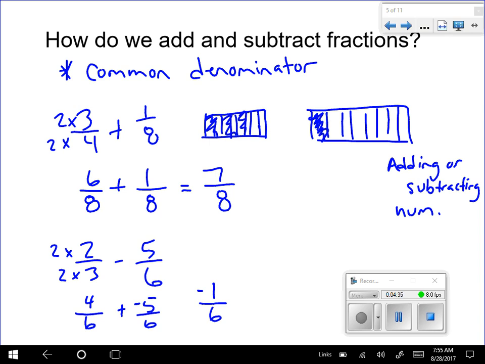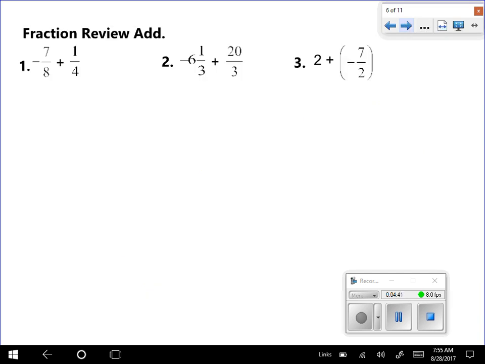Alright, so we're going to move on to some examples. We're going to do a few together, you're going to try a few on your own. So if we look at number 1 here, we do not have common denominators. We don't want to draw those pictures every time.